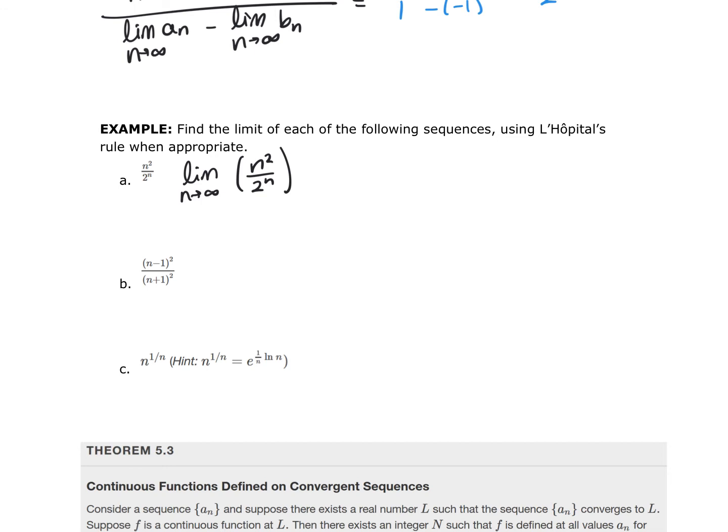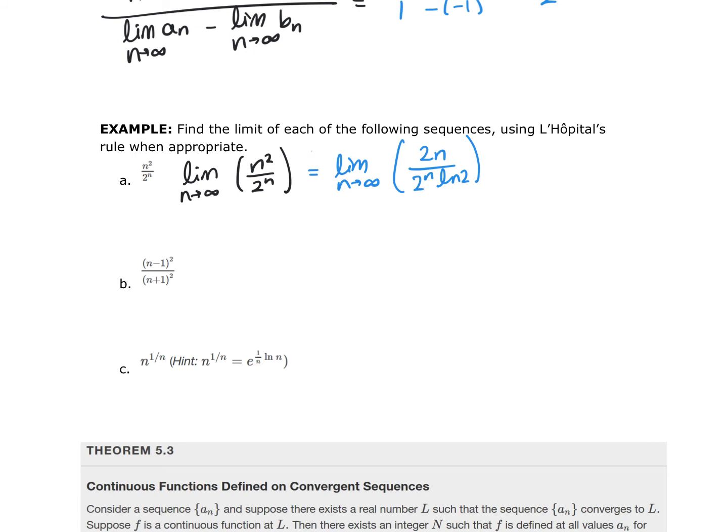Now I checked to see if this is one of my indeterminate forms for L'Hopital's. As n goes to infinity, this goes to infinity, and this goes to infinity. So I can use L'Hopital's on this because it is one of my indeterminate forms. I'm not necessarily going to take the limit of each one individually like I did up above. So then this is just going to be equal to the limit as n goes to infinity. The derivative of the numerator is 2n. The derivative of the denominator is 2 to the n, the natural log of 2.